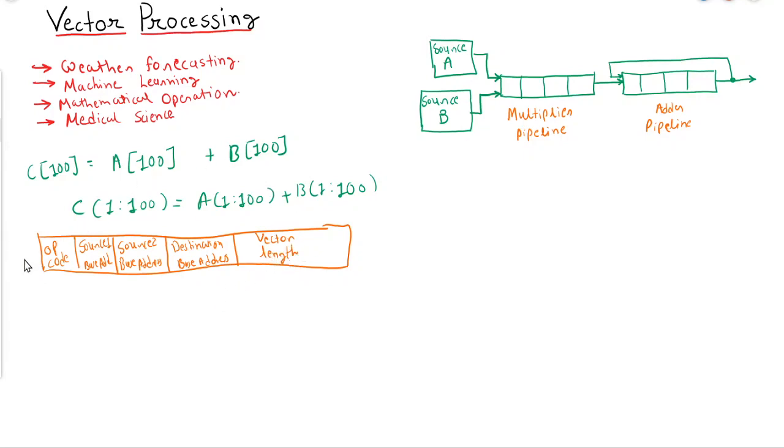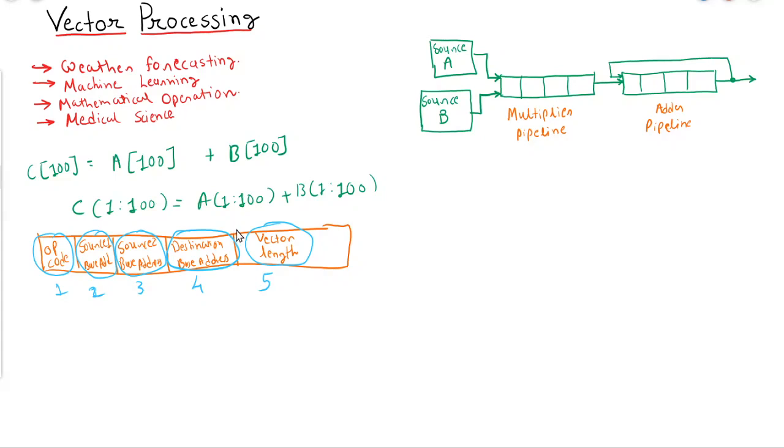So if we represent the instruction format for vector processing, it will look like this. The first portion is the opcode, next is the source 1 base address, then the source 2 base address, next the destination base address, and last the vector length. Here the length of both vectors, source 1 and source 2, must be the same. So this is how a vector operation can be represented using an instruction format.